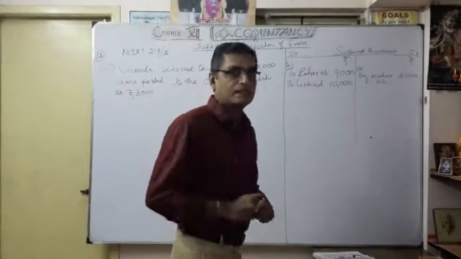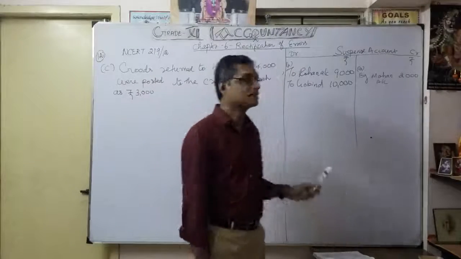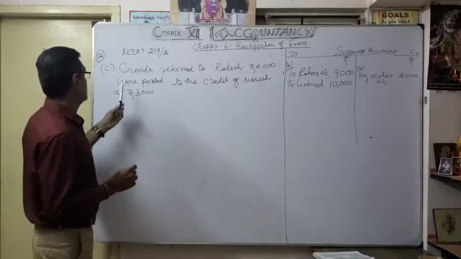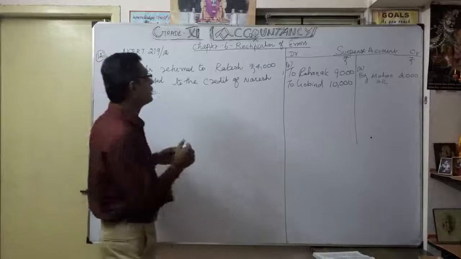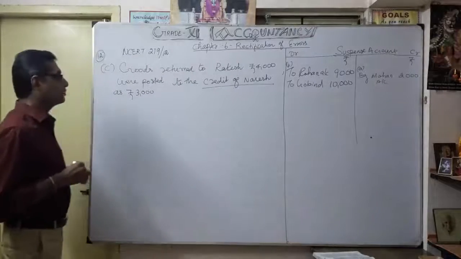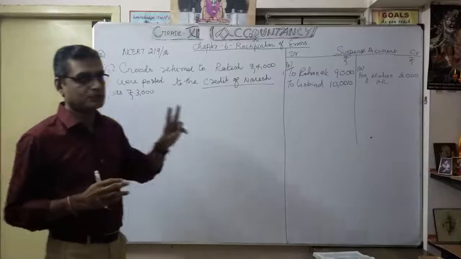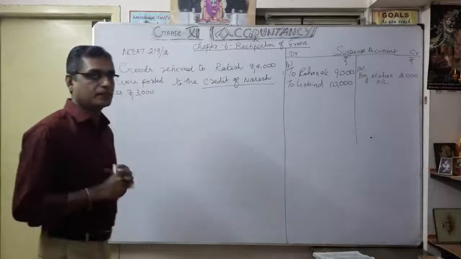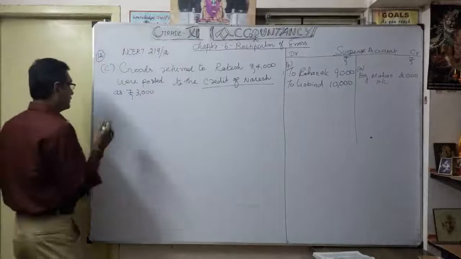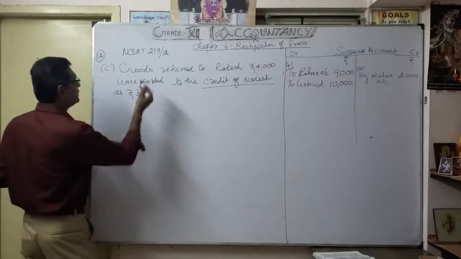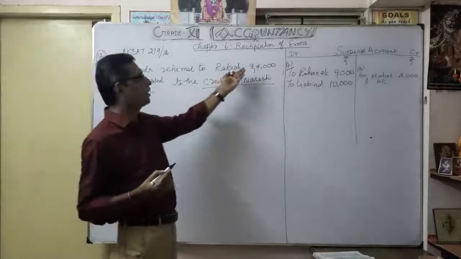So now see the third one. What is C? Just see. Goods returned to Rakesh 4,000 are posted to the credit of Naresh as 3,000. So two mistakes: posting to the person is wrong and the amount is also wrong. So this comes under error of commission. First, anyway, I will write the correct entry. What is the correct entry? Goods returned to Rakesh 4,000.